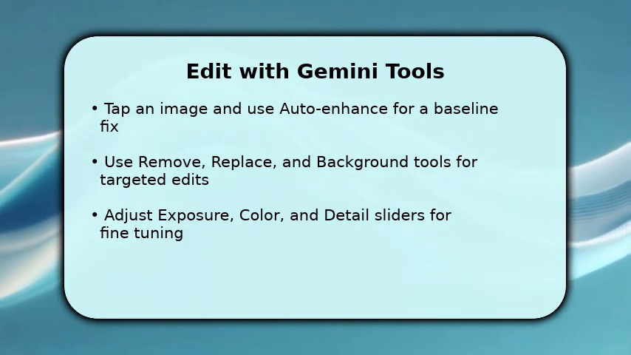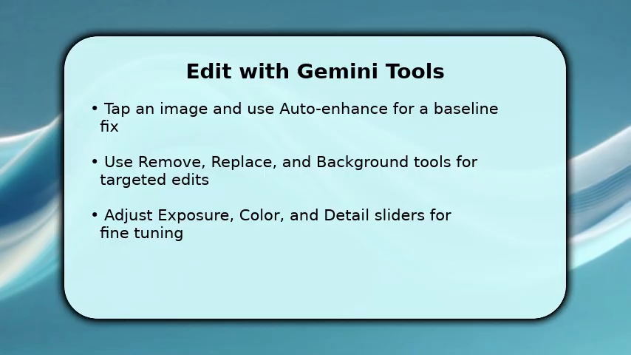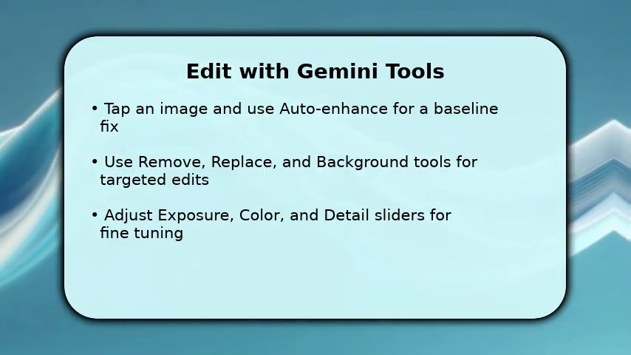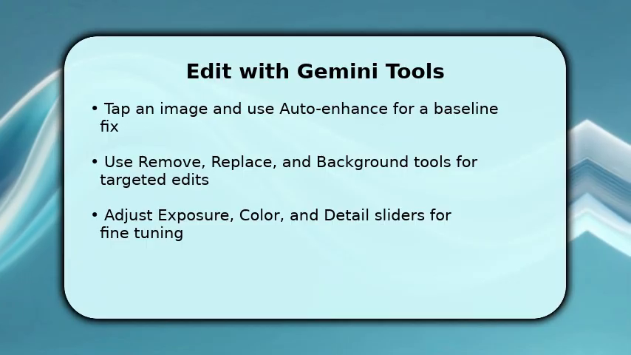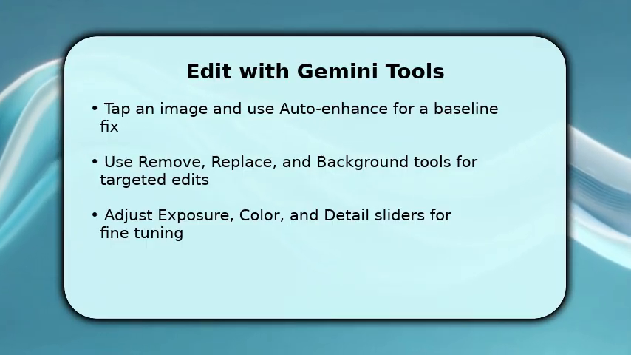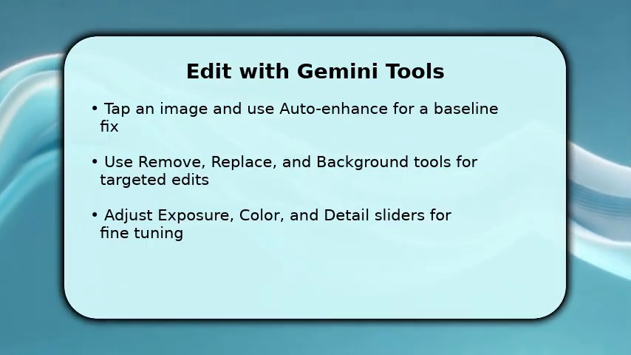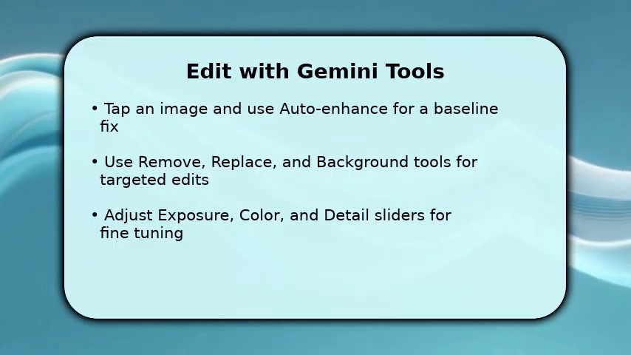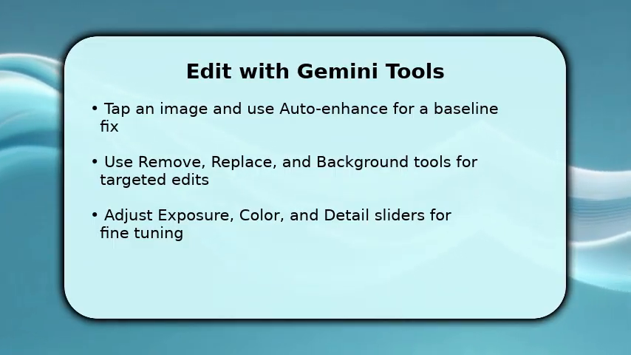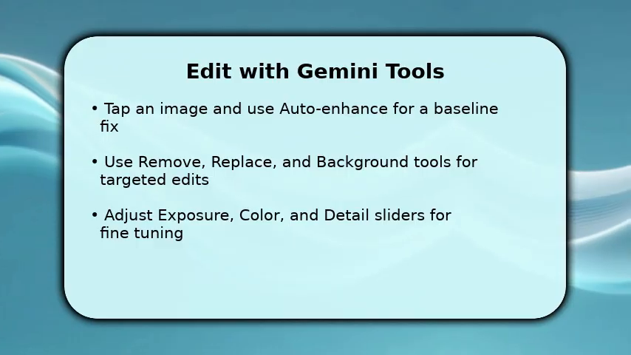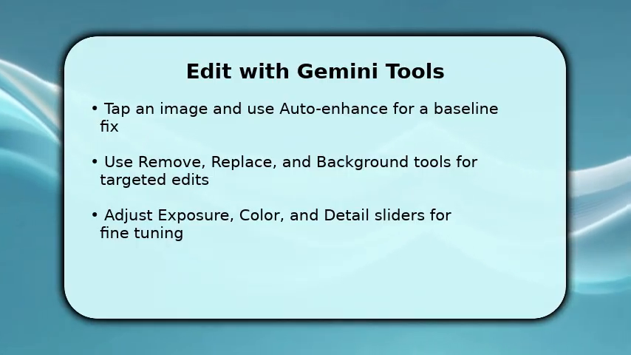First, try Auto Enhance to get a reliable starting point because it balances exposure and color automatically. Once done, switch to Targeted Tools: Remove clears distractions, Replace swaps backgrounds or elements, and the Detail brush refines edges. Make incremental slider adjustments to exposure, highlights, shadows, and saturation.